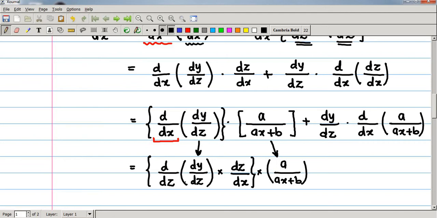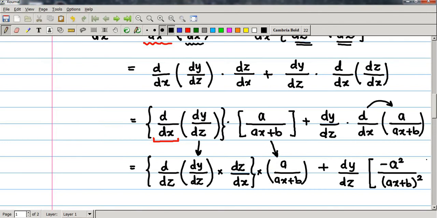Note this step, it is very important. You have to consider this dz by dx again, plus dy by dz into, so what will be the derivative of this function? a is constant, a can be taken as it is, and the derivative of 1 upon ax plus b will be minus 1 upon (ax plus b) whole square into a. Fine.